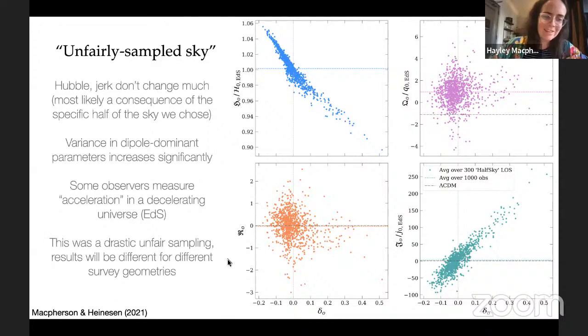But I will flag again that this was a very drastic unfair sampling, and of course this result is explicitly dependent on that. And if we'd cut the sky in a different way, we would get a totally different result. But this was really just to say that this is something that could make a difference if we're preferentially sampling certain directions.